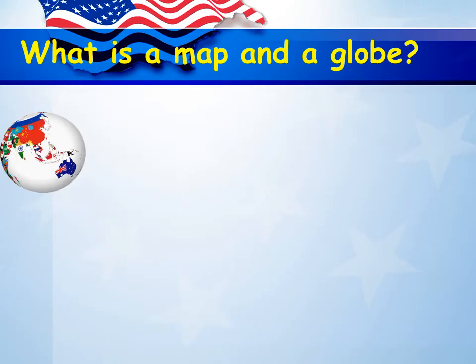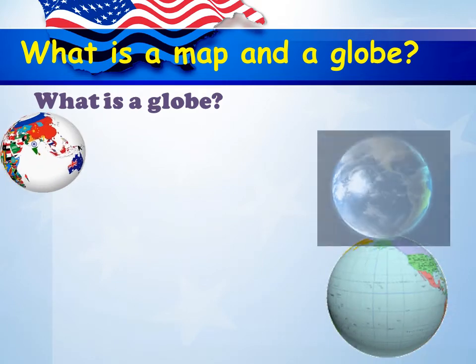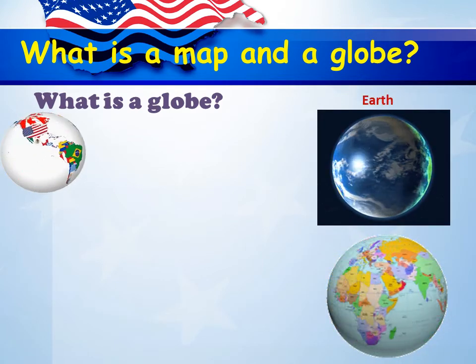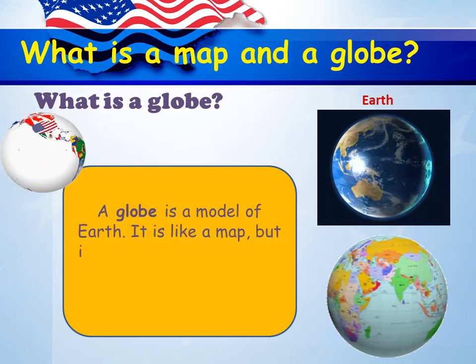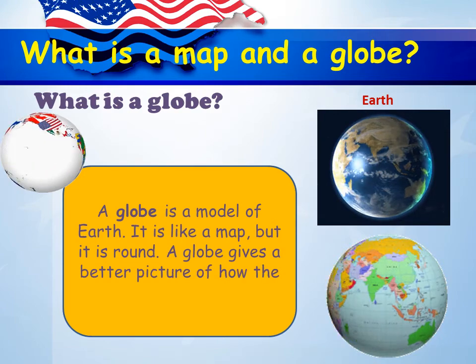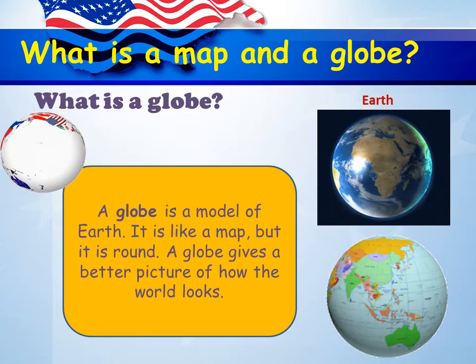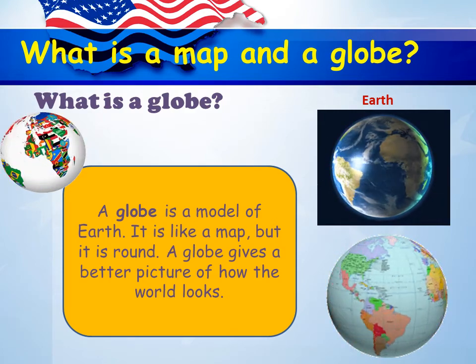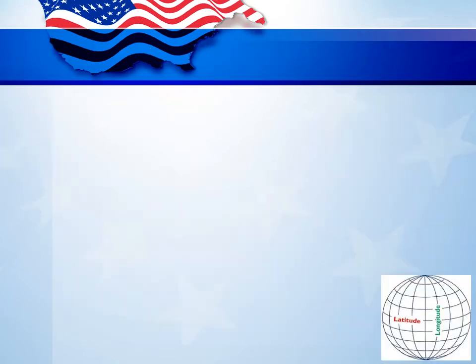Alright, so let's proceed. Now, what is a globe? We have an example here, and we have the Earth. Grade 4, when you see a globe, it is a model of Earth. It is like a map, but it is round. A globe gives a better picture of how the world looks. It shows basically the correct shape, the size, and the location of continents and oceans.